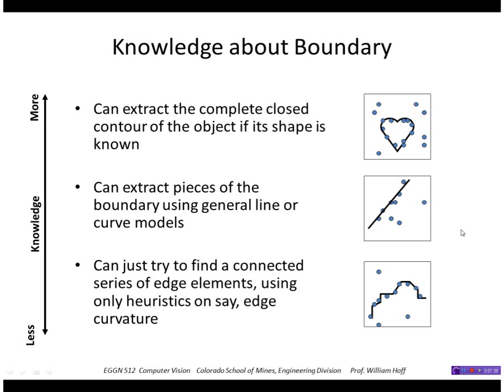If we don't even know that the boundary may be composed of curves or lines, then we can just try to connect a chain of edge elements together. And this is what the Canny operator does, for example. The Hough transform is actually doing this. We're going to find line segments in the image from edge points.